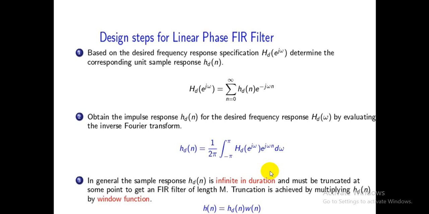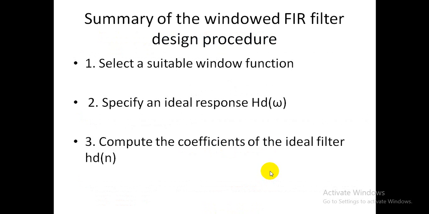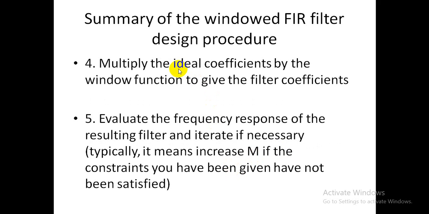First let me discuss the procedure of the Hanning window. Select a suitable window function, then you need to specify an ideal response Hd of omega. Compute the coefficients of the ideal filter Hd of n. Then the fourth point is to multiply the ideal coefficients by the window function to give the filter coefficients. Then you need to evaluate the frequency response of the resulting filter, and iterate if necessary.